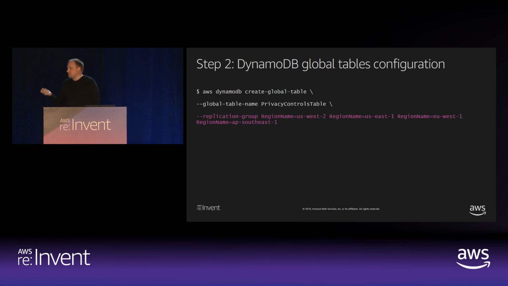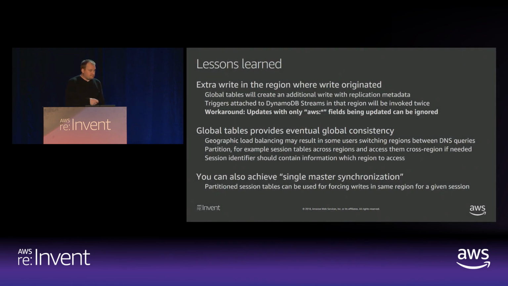Now you may ask, okay, was this truly this simple? Nah, well, almost. There are some learnings we had when implementing this service. So first, there's an extra write in the same AWS region where the write originated. This extra write is done to the write AWS metadata. It can be ignored if you are not interested in it. So you can easily filter those events to ignore updates which only touch these metadata fields.